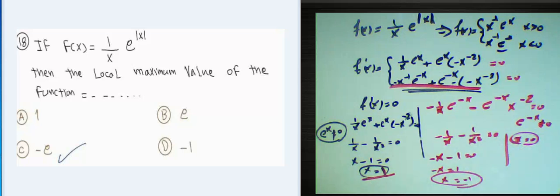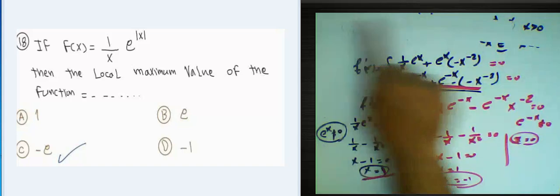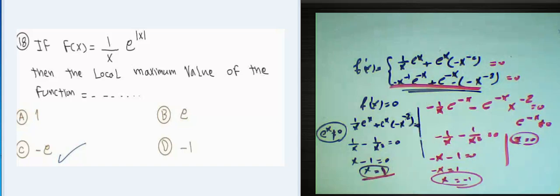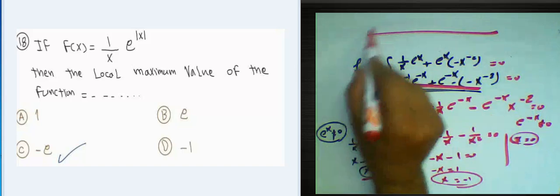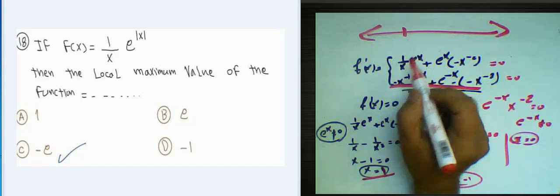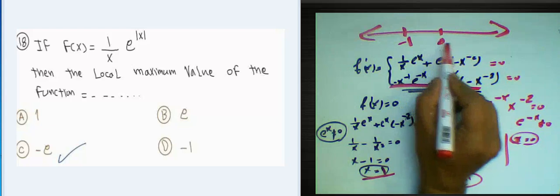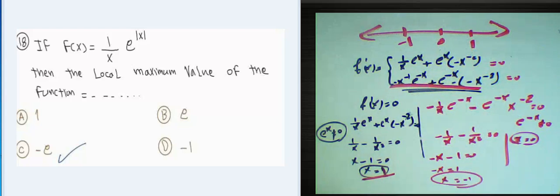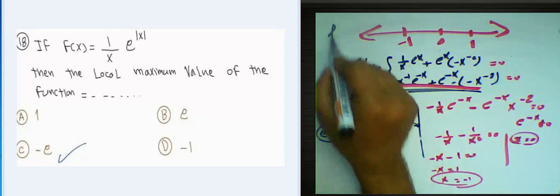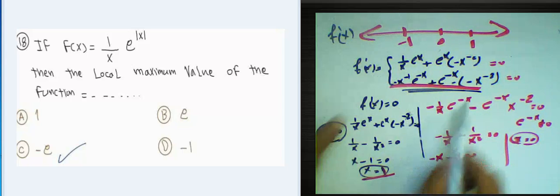Then the next step, we must draw a straight line for this function. I will draw a straight line right here with negative 1, 0, and 1, to know where the maximum of f is, based on the sign of f'(x). Here, look at this function.